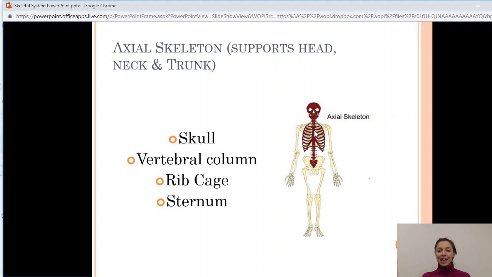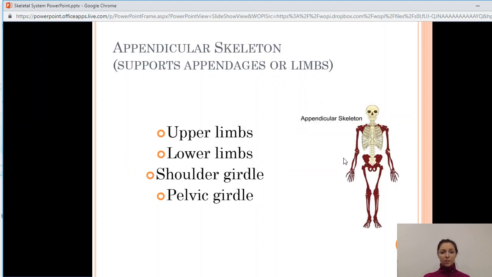So the axial skeleton, what does it do? It supports the head, neck, and the trunk, and that's the real main skeleton that we call the axial skeleton, because it supports that basis of the head, the neck, and the trunk. So if that's the axial skeleton, then what do we call the skeleton that supports the limbs? So the arms, the legs, the end of the pelvis, etc. It's called the appendicular skeleton.